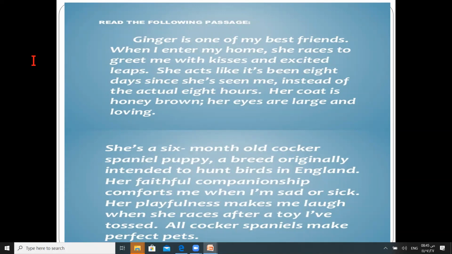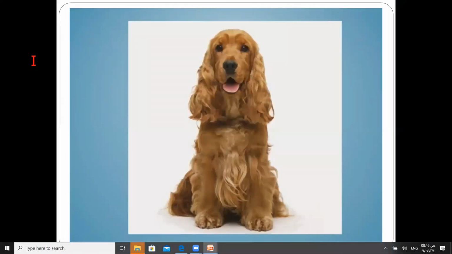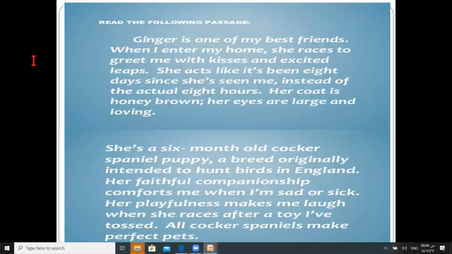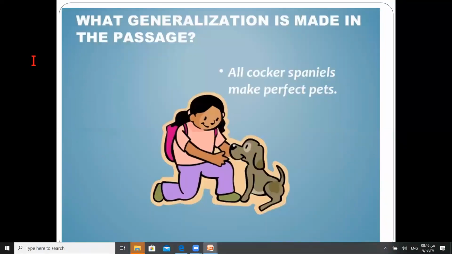What do you think, class? Is this false generalization or valid generalization? Did I use common sense? Did I use experience? Did I use facts? By the way, this is the dog that I'm talking about, the Cocker Spaniel. Now, what generalization is made in that passage? The generalization is all Cocker Spaniels make perfect pets.